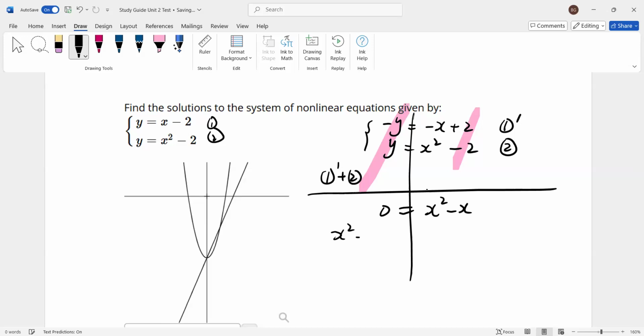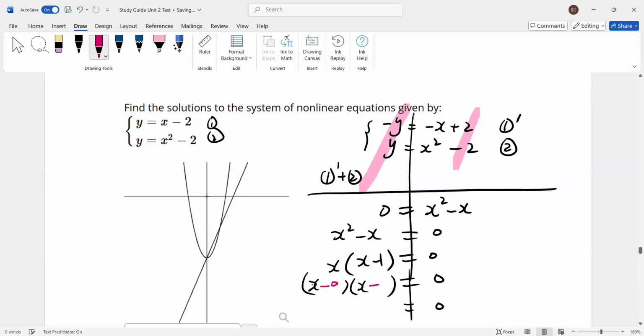Switch the sides, x squared minus x equals 0. Keep the right hand side equal to 0 and factor x out of the left side. We have x times x minus 1. We can write the left side as x minus 0 and x minus 1. And we can identify the solution now: x equals the opposite of 0, or x equals the opposite of the red number, negative 1, positive 1.